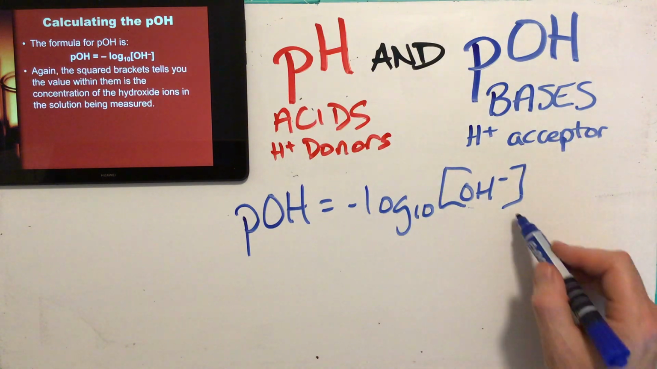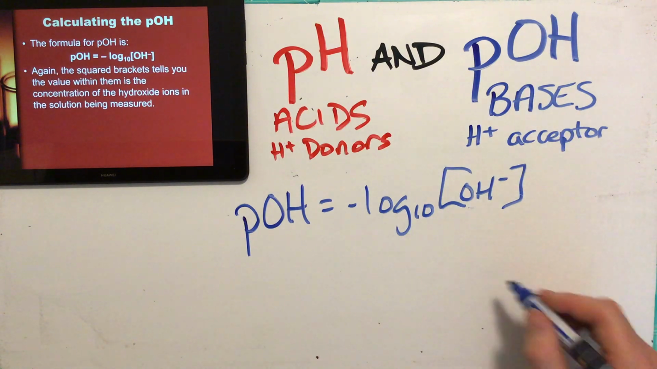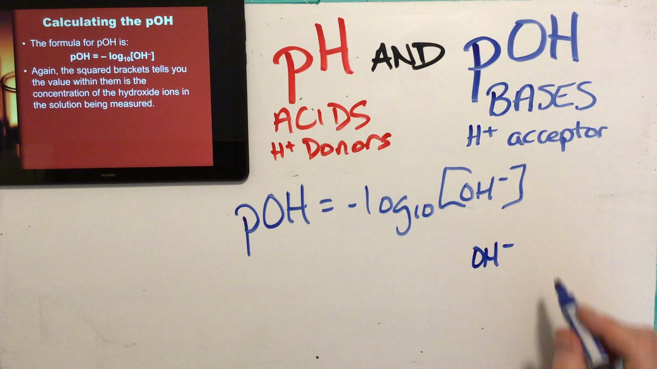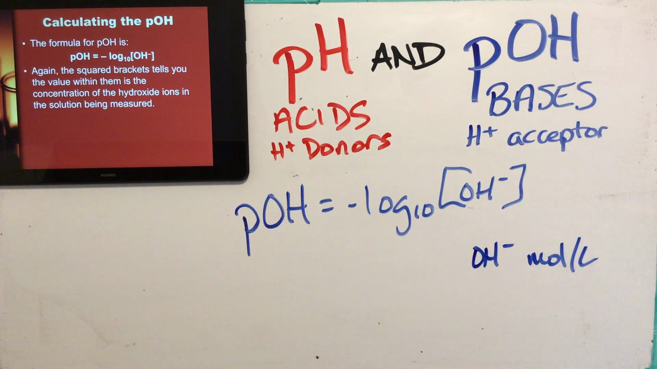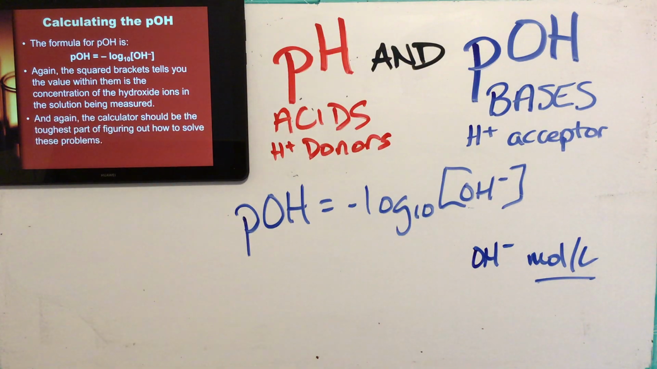So again, the squared brackets tells you it's a concentration, and what it is, it's the concentration of the hydroxide polyatomic ion in moles per liter. Again, molarity is the number one way of measuring concentration in chemistry. So the calculator, again, we got to use a calculator thing. I'm going to show you how mine works. Again, I can't say for sure how yours works. So you got to go through and push the button sequentially to get the same answer as me and then remember how you did that.